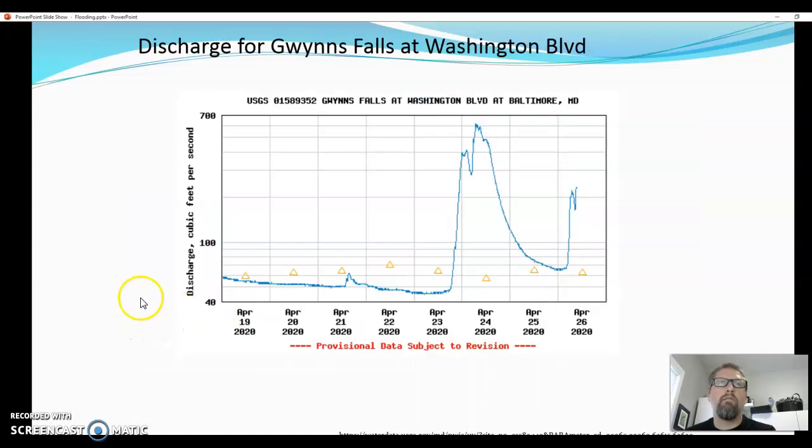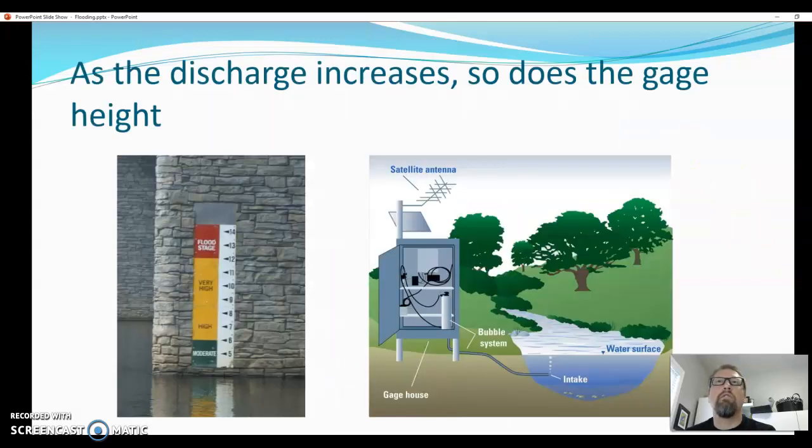All right, so we see it here. Here's our discharge. Again, we saw this spike in precipitation on April 24th. And so here the discharge is increasing, right? So you would expect that to happen. And if the discharge is increasing, you would also expect the gauge height to increase. So gauge height is, again, just the height you can see in the picture on the left.